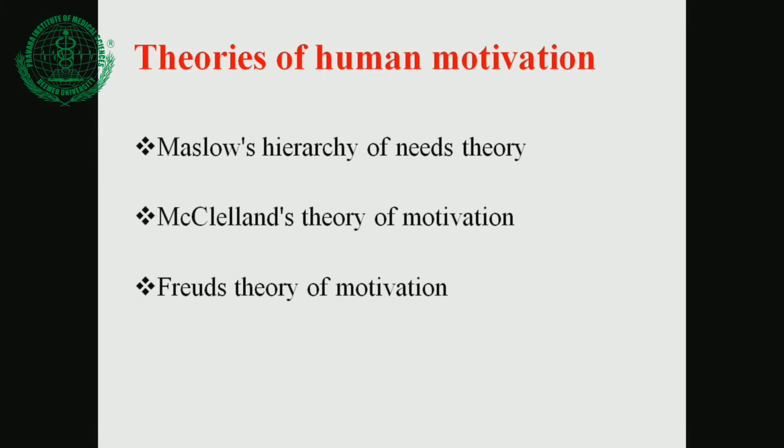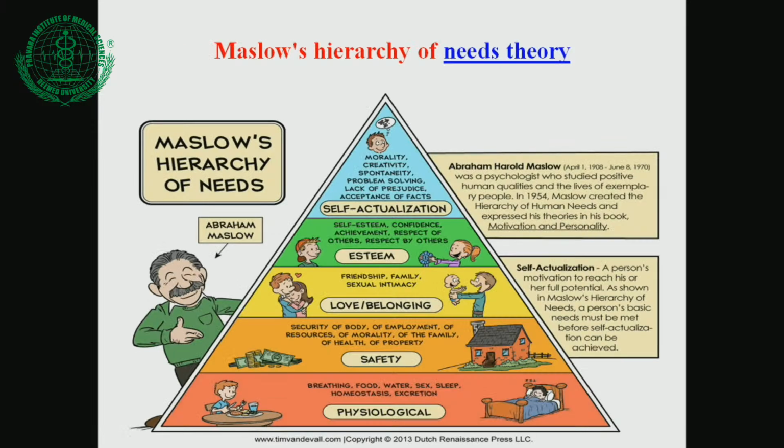An important topic that we are going to see is the theories of human motivation. In this important work there is Maslow, who has given Maslow's hierarchy of needs theory, then McClelland's theory of motivation, and Freud's theory of unconscious motivation. We are going to see them one by one in detail. First, Maslow's hierarchy of needs theory.